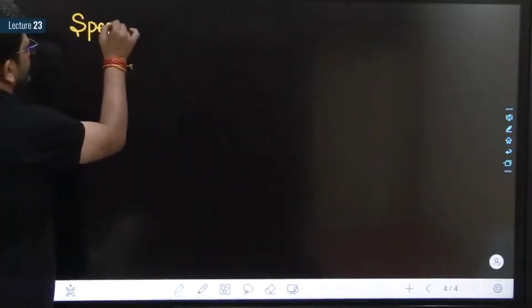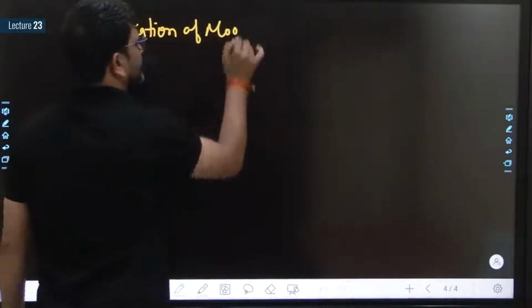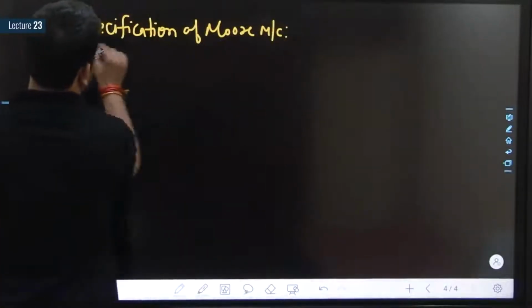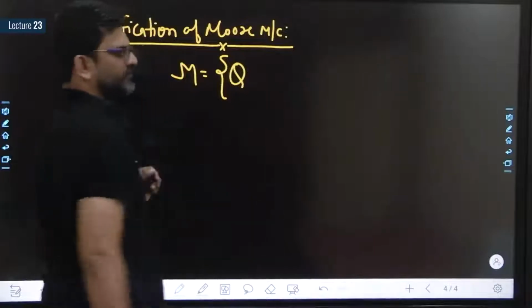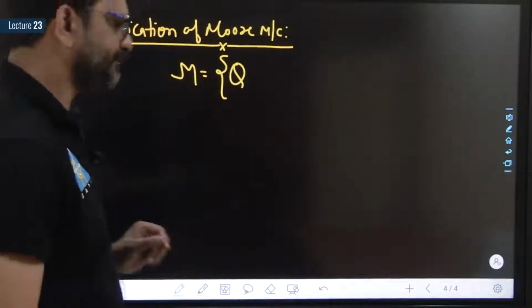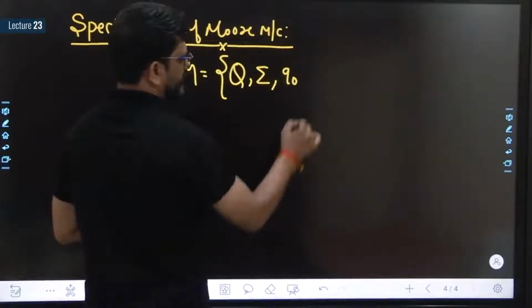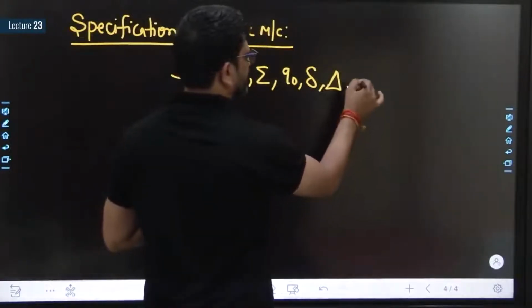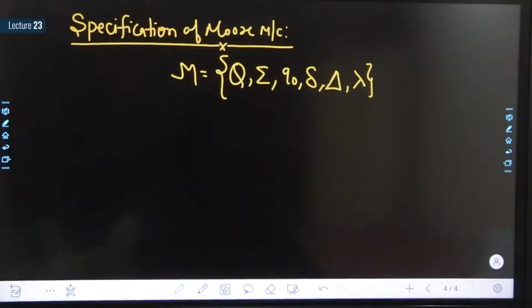Now, mathematical specification of Moore machine. It contains 6 tuples. Please see. What are the 6 tuples? Capital Q. What is capital Q? Set of finite states. Sigma input alphabet. Q naught initial state. Delta transition function. This delta output alphabet, and lambda is output function.